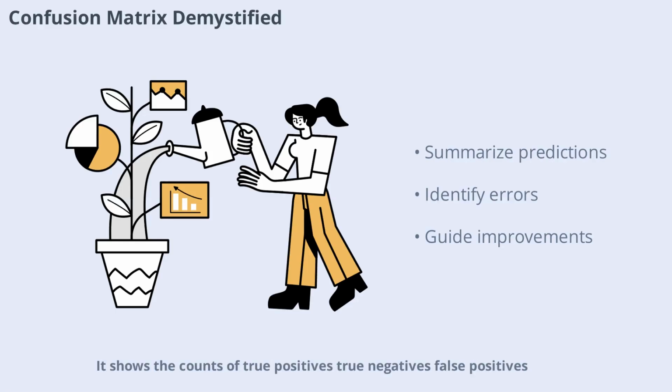A confusion matrix is a table that summarizes the performance of a classification model. It shows the counts of true positives, true negatives, false positives, and false negatives. By analyzing the confusion matrix, you can gain deeper insights into where your model is making mistakes and how to improve it.